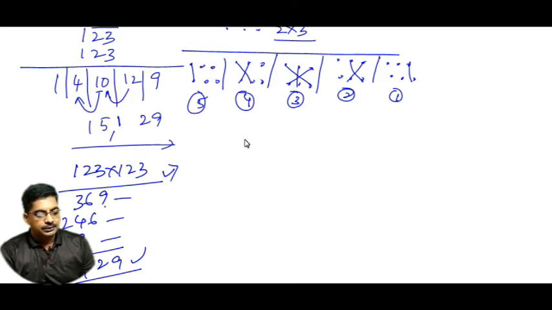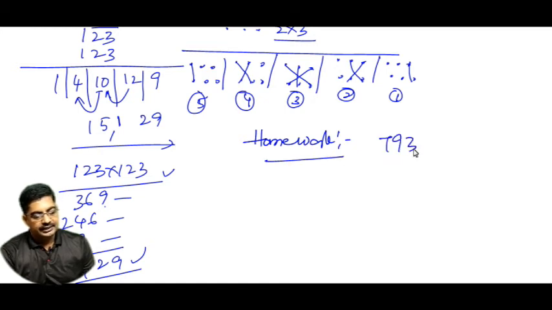Now suppose if it is a 3 by 3 digit, I will give you some homework questions, so that you perform 793 into 437. Just estimate how much time it is taking to calculate in this method and in traditional method.